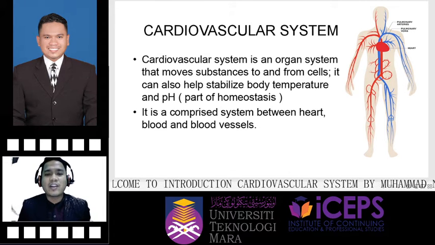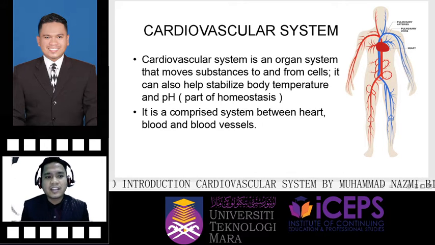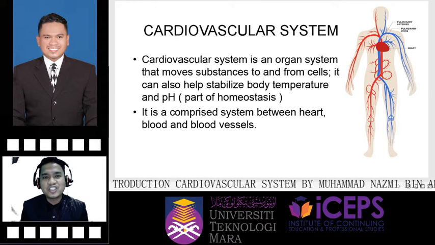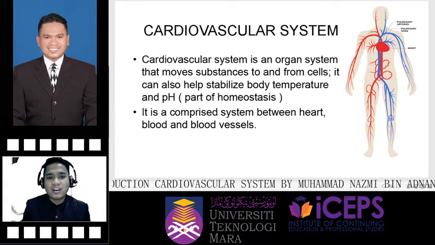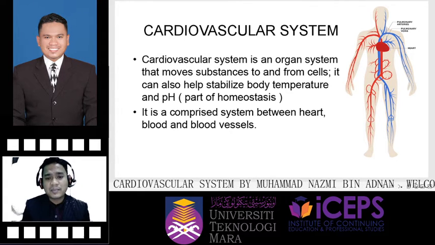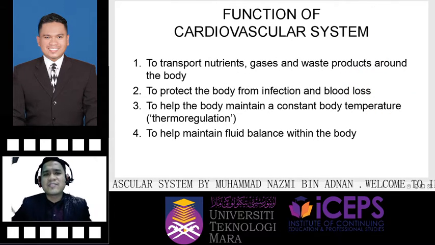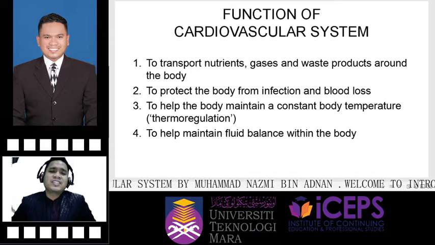The cardiovascular system is an organ system that moves substances to and from cells. It can also help stabilize body temperature and pH, that is called part of homeostasis. It is a system comprised of the heart, blood and blood vessels. So what's the function of the cardiovascular system actually?